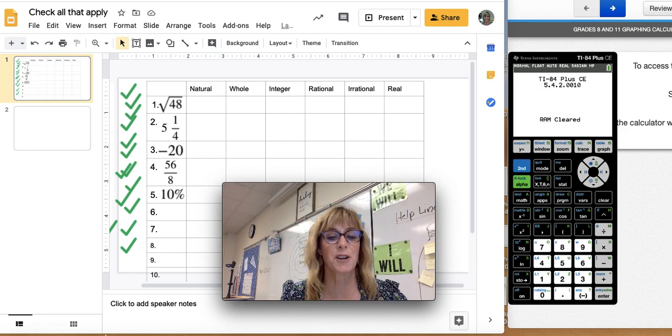Okay, I'm going to go over with you how to sort these numbers and put them in the right sets and subsets of real numbers. So the first example we have is the square root of 48.